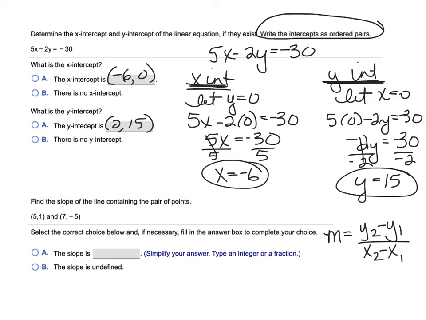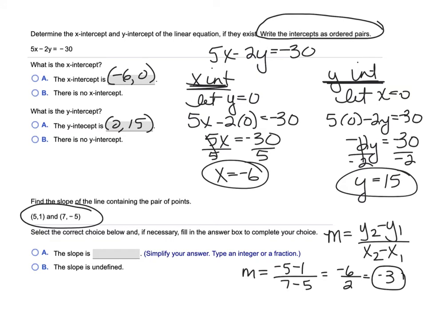Okay, so if we have our two, running out of room, let's see. We have our two y values of our points over here. So let's subtract our y's. We have negative 5 minus 1. And just make sure you stay in the same order. So if I started with negative 5, then I need to start with 7. We get negative 6 over 2, which is negative 3. My slope is negative 3.